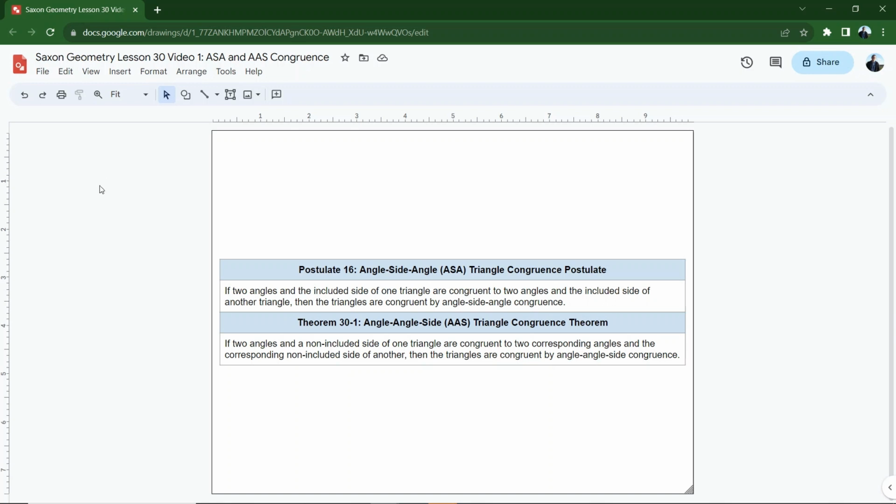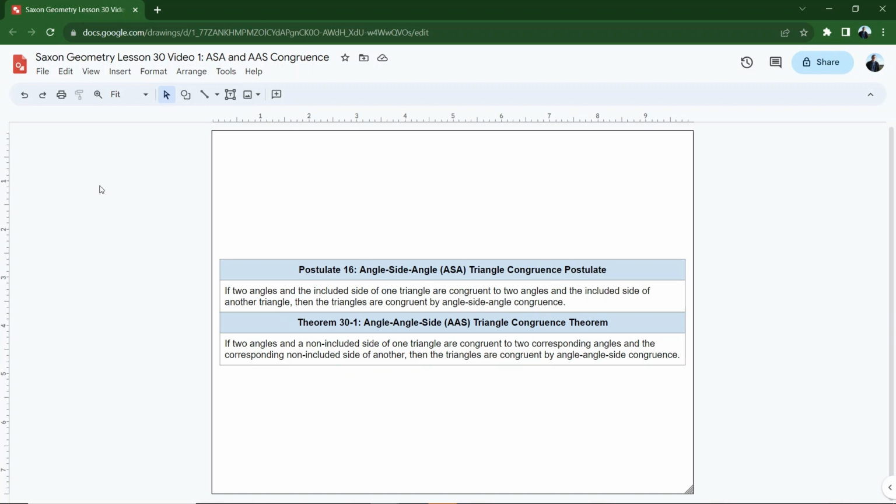So before I talk about these two, I just want to go back to what we've already talked about. We've talked about side, side, side congruence, and we've talked about side, angle, side. That's when we have two sides and an included angle. We can use that to show that two triangles are congruent. And if those two things are true, then that means that all corresponding parts of congruent triangles are congruent.